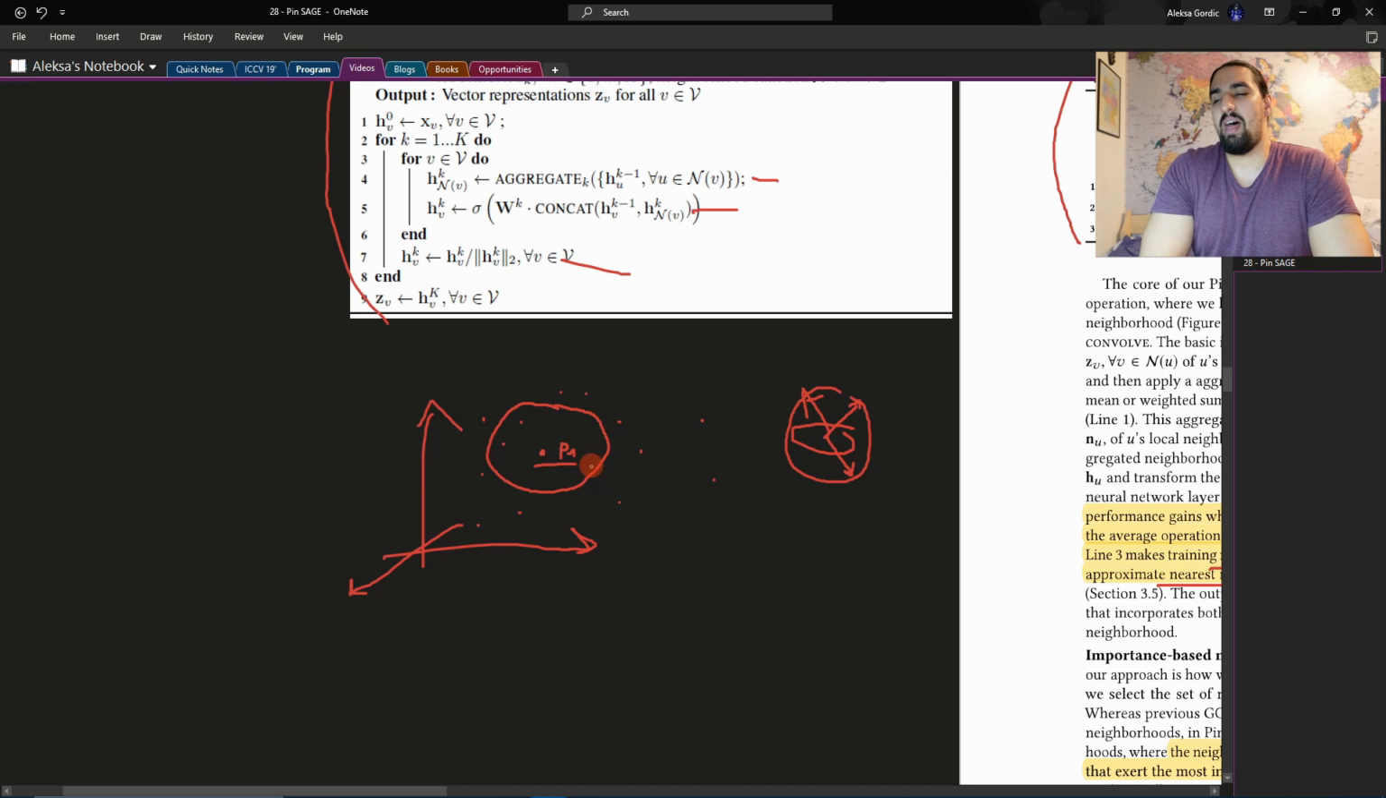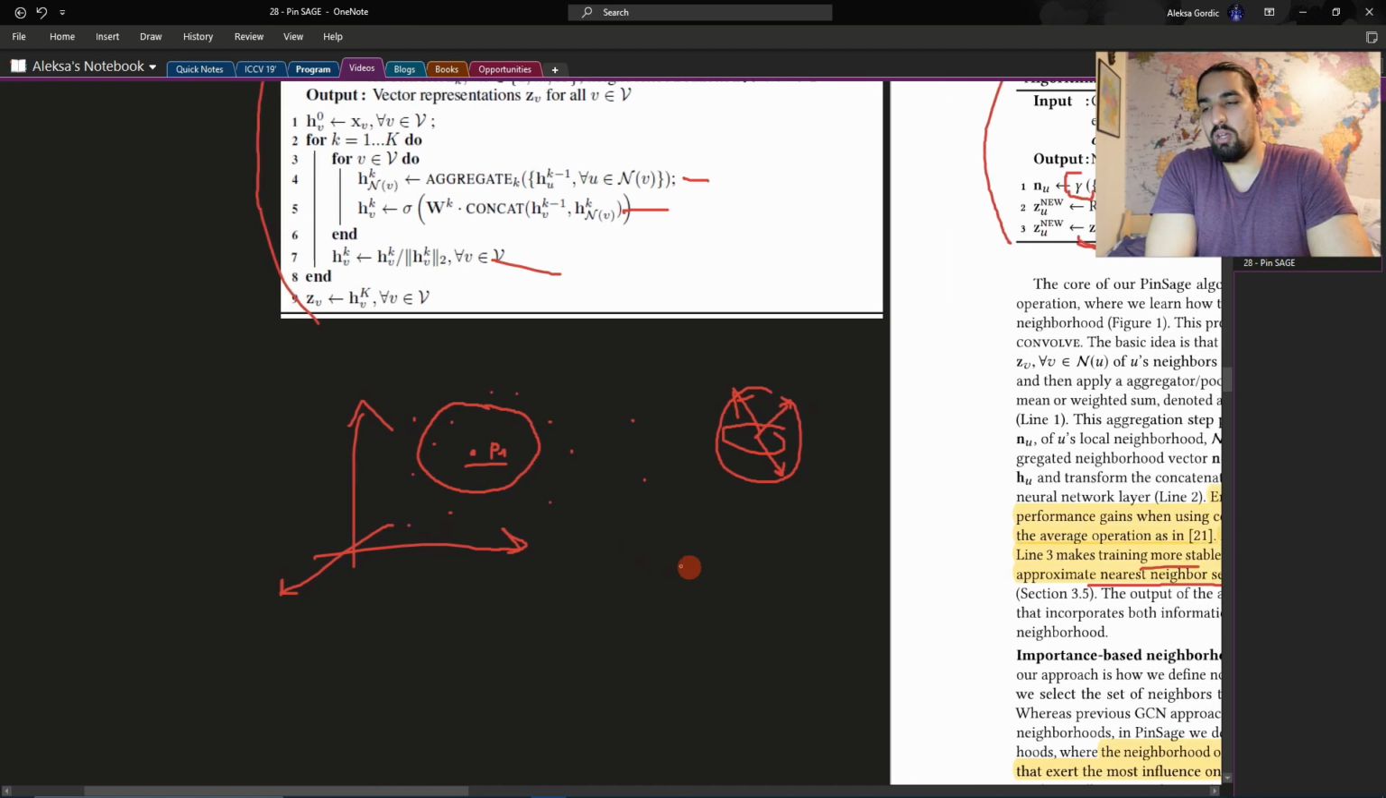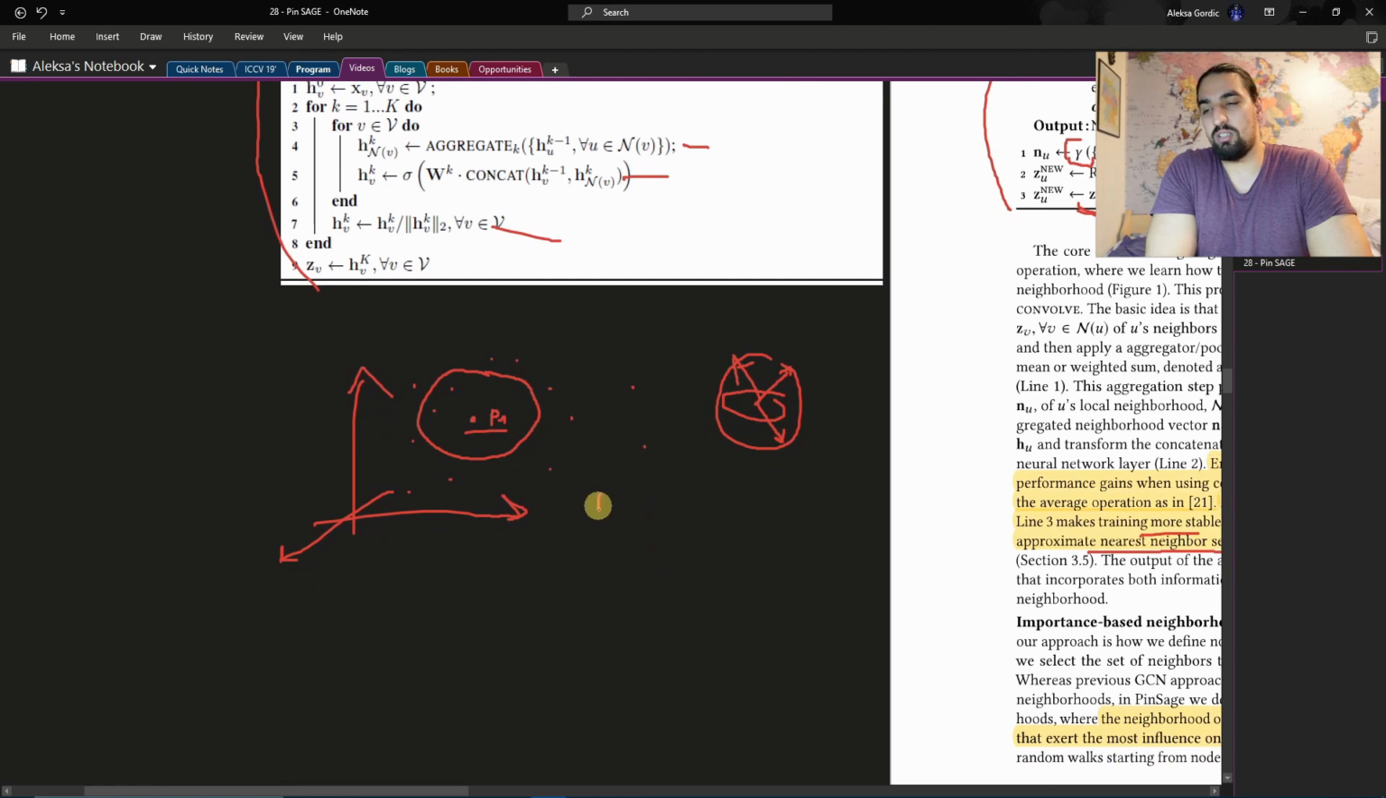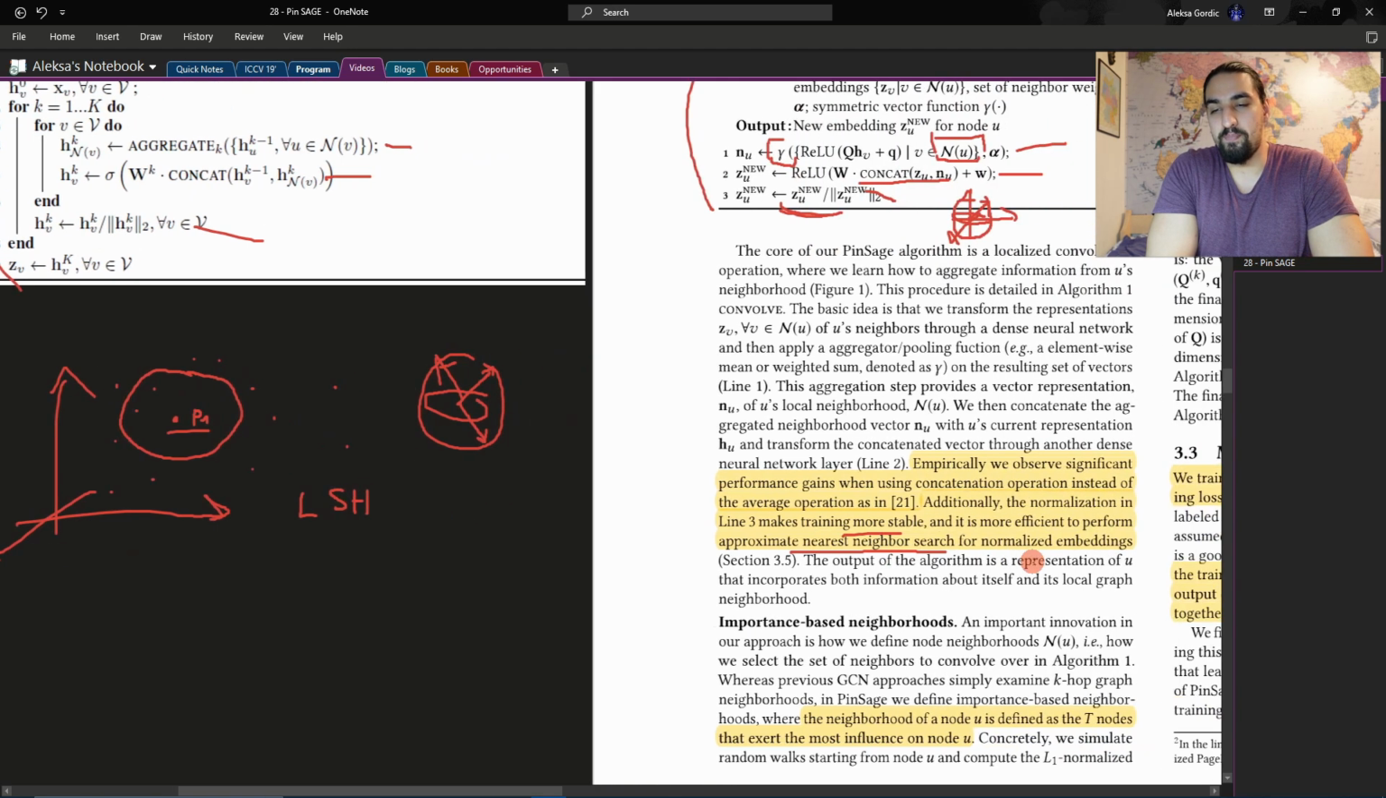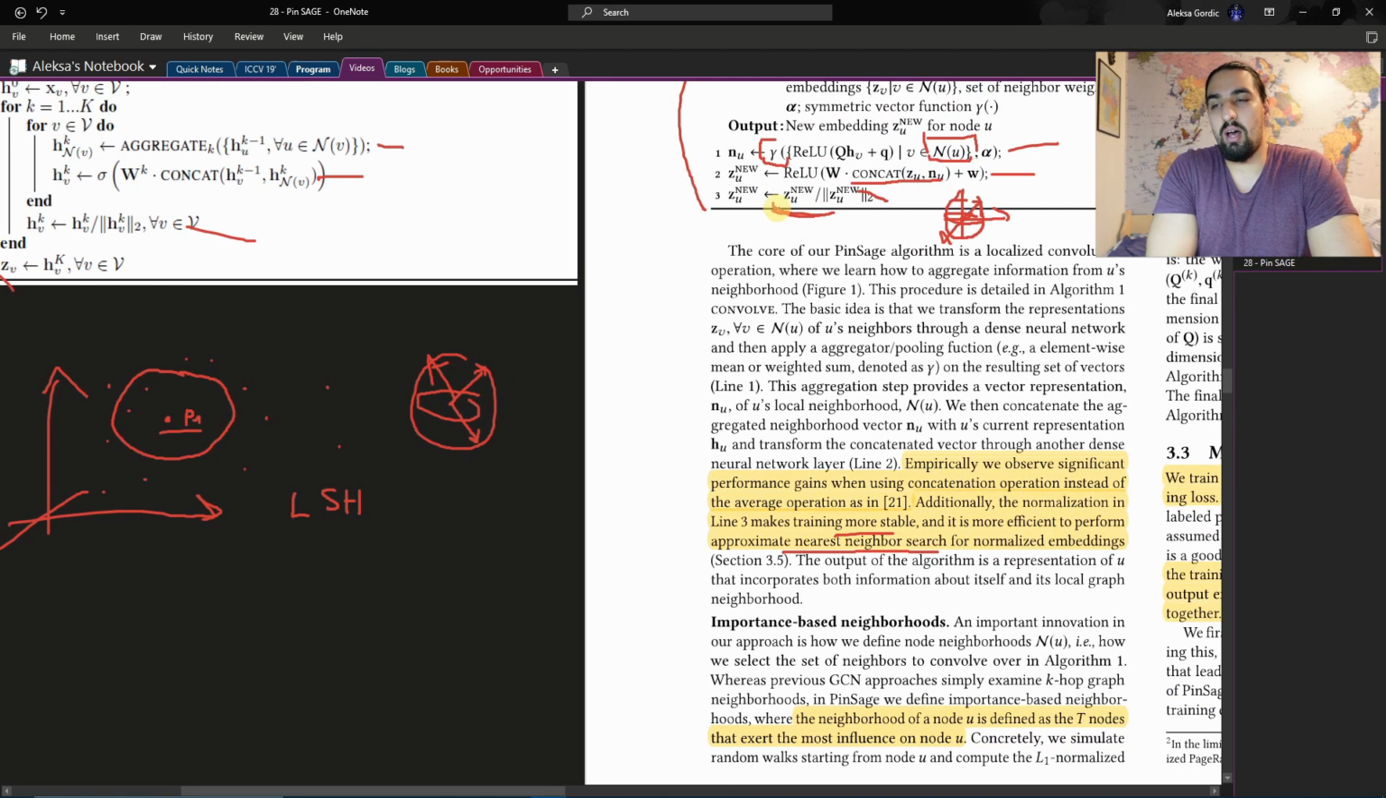And now because there are so many embeddings in this space, billions of embeddings, we can't do exact nearest neighbor. So they just use methods such as locality sensitive hashing, which are really good approximate methods to do k nearest neighbors. So that's why they mention nearest neighbors here, and normalization helps calculate those nearest neighbors.